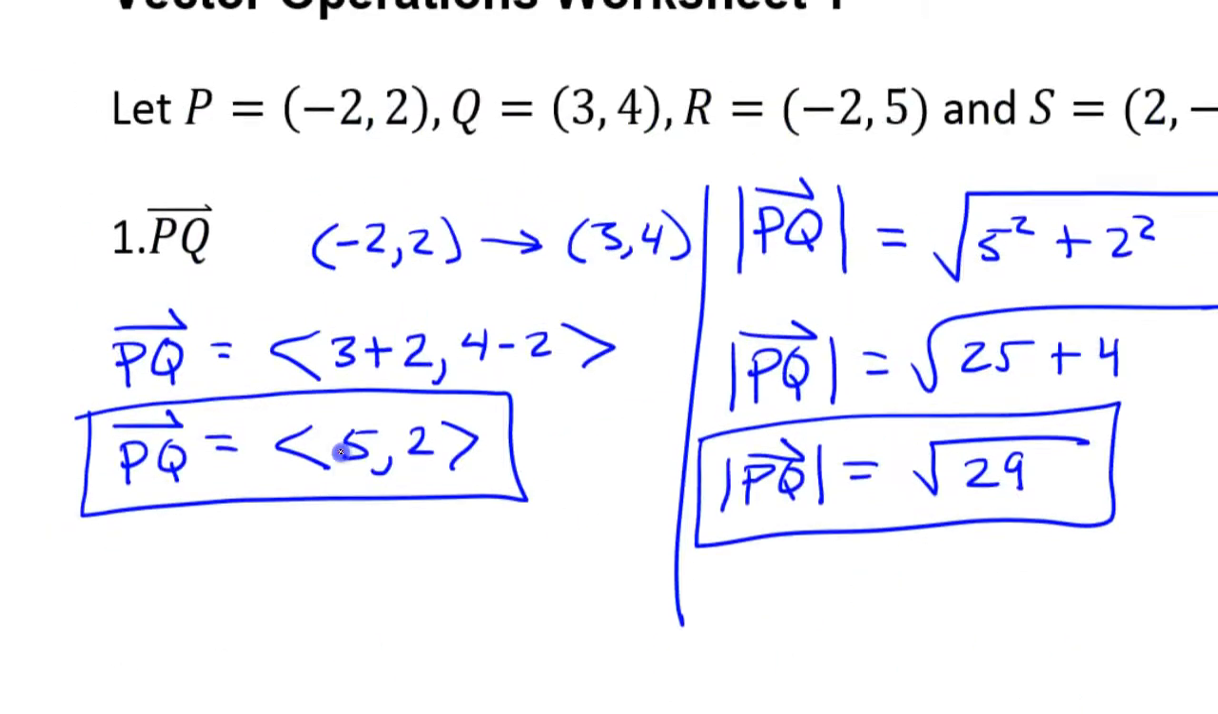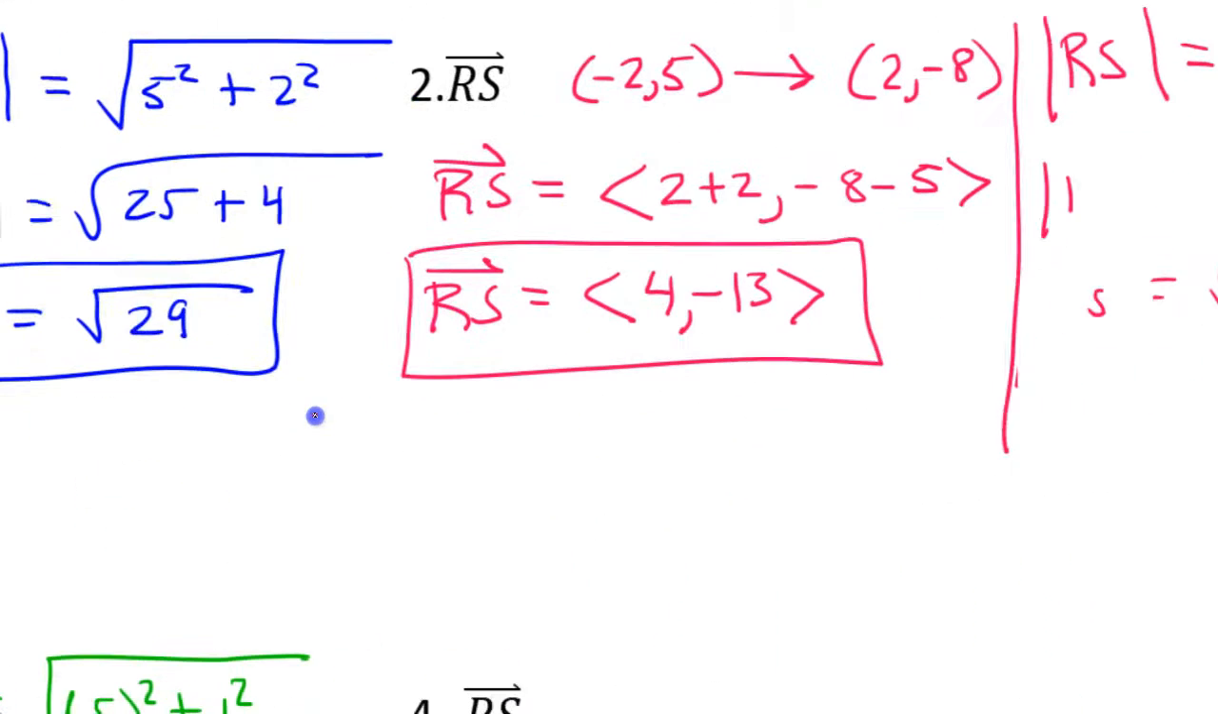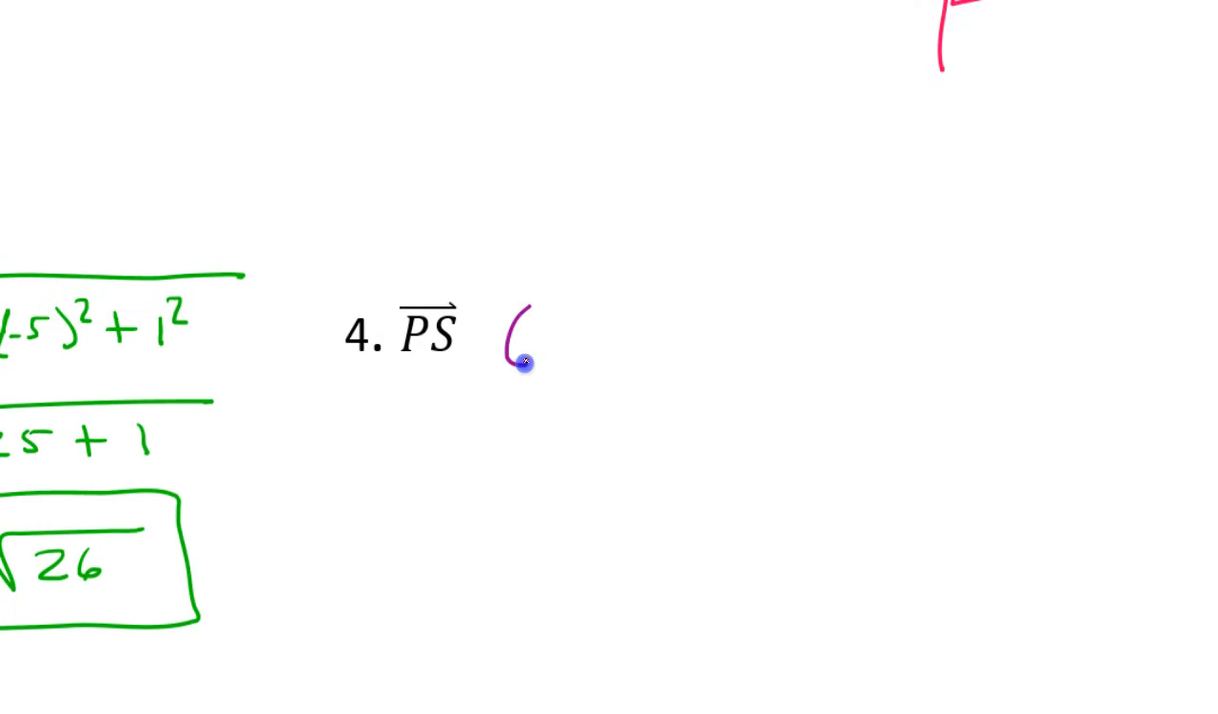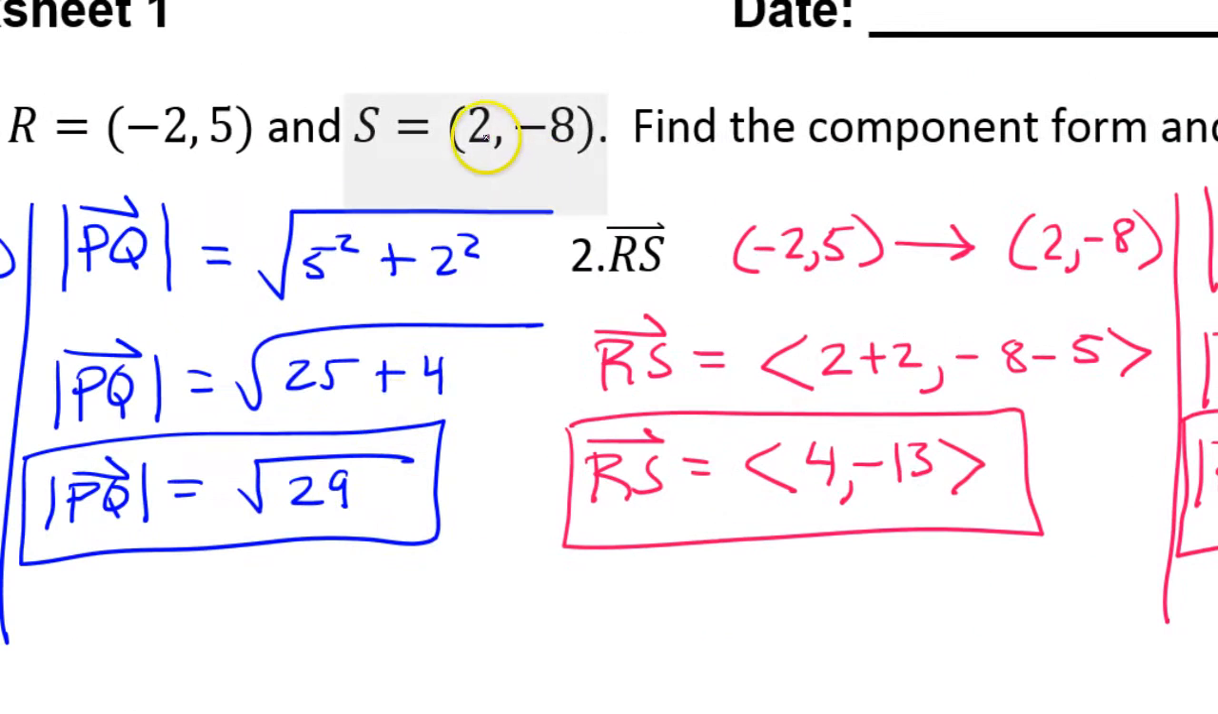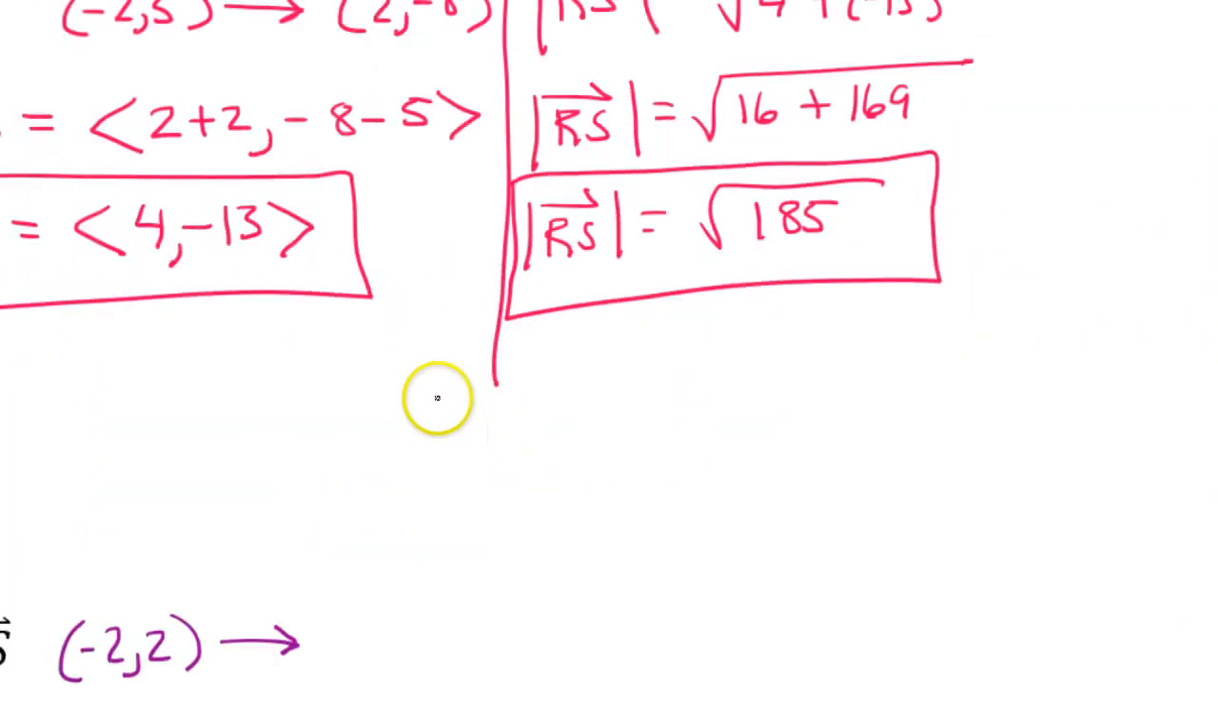Okay, so number 4, we are talking about vector PS. So what's P and what's S? So P is -2, 2. So that's my initial point is -2, 2. And my terminal point is S, which is 2, -8.